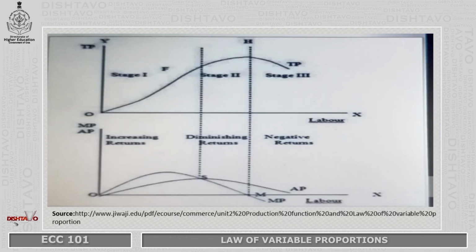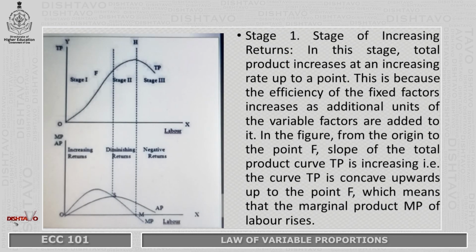This diagram is of the law of variable proportion. On the x-axis we are measuring labor, and on the y-axis we are measuring the total productivity. Here there are three stages: stage 1, stage 2, and stage 3.